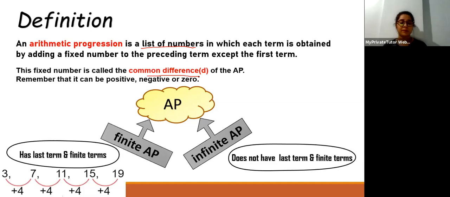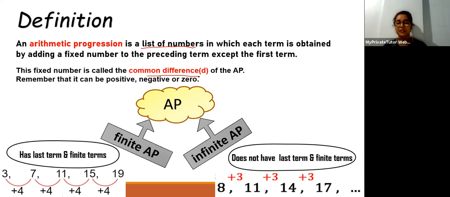Okay, so let's take an example. We'll take the same example: 3, 7, 11, 15, 19. So what happens till 19? 19 is the last number of that series, of that sequence, right? You don't have any dot dot or comma or anything after that. So that is called a finite AP.